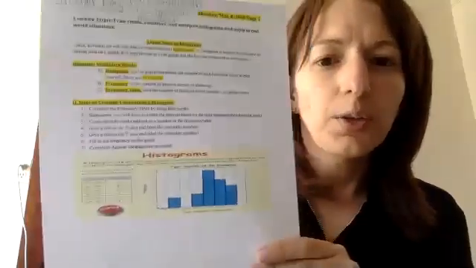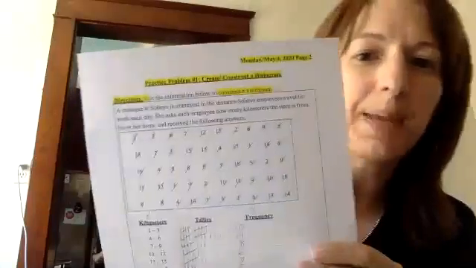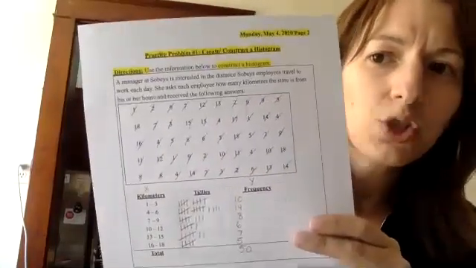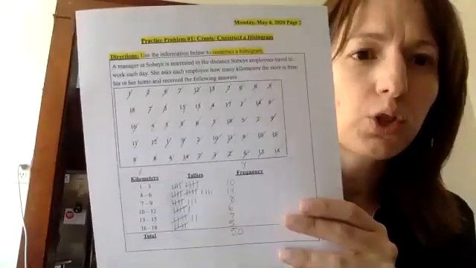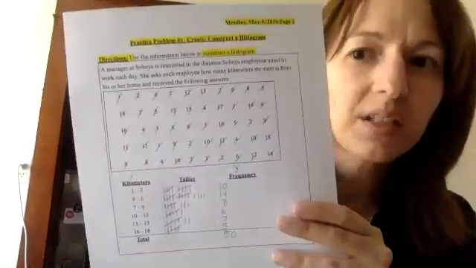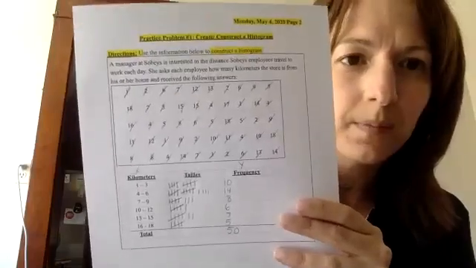Okay. So we're going to learn how to do this. So we're going to now turn to page 2. That looks like my paper. So everyone's on page 2. Okay, we're in Monday, May 4th of 2020 is the page that we're on.